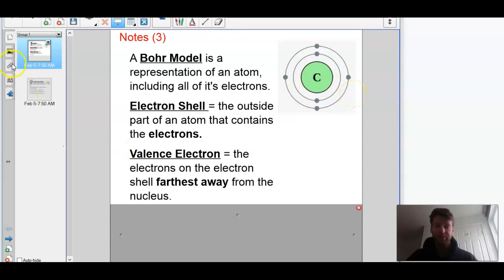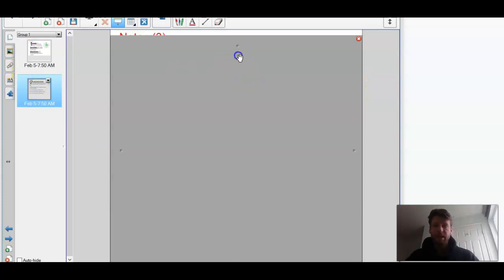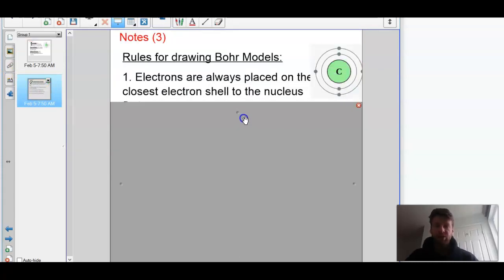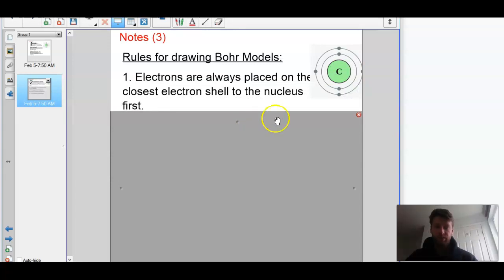All right. So some rules for drawing Bohr models. First, electrons are always placed on the electron shell closest to the nucleus first. So if I have 6 electrons, I'm going to start by drawing this one and that one, filling up that first shell, but I still have 4 leftover electrons, so I would go to the next electron shell and I'd place 1, 2, 3, 4 on this second electron shell.